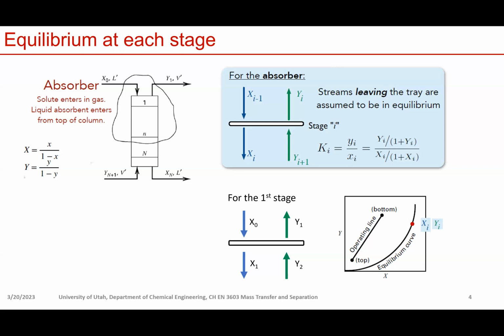Don't look at the operating line; we will talk about this in the next slide. On this equilibrium curve, any point represents a vapor composition and a liquid composition that are in equilibrium with each other. So for any stage, because here we assume equilibrium, Yi is in equilibrium with Xi. Then the composition of Yi and Xi should fall onto this curve, because that's your equilibrium curve.